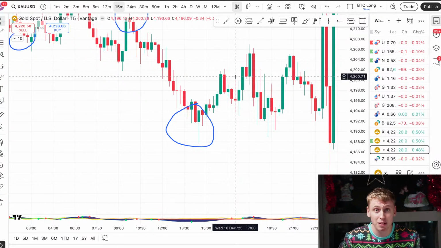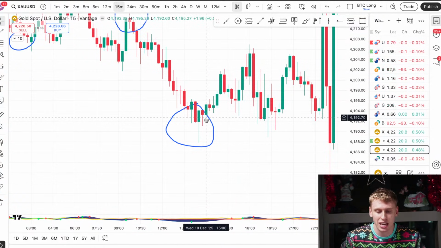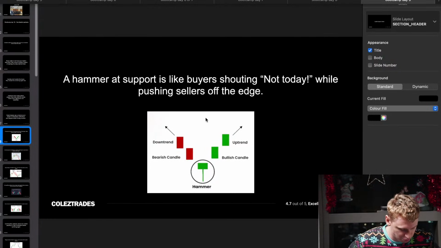Let me know if that makes sense. Let me know if you can see that this is a hammer here, and then we'll get into the next pattern.